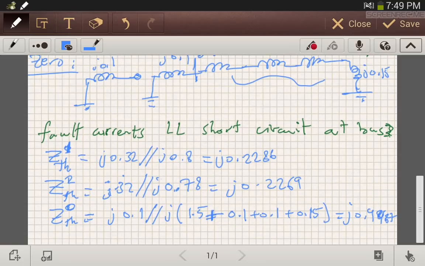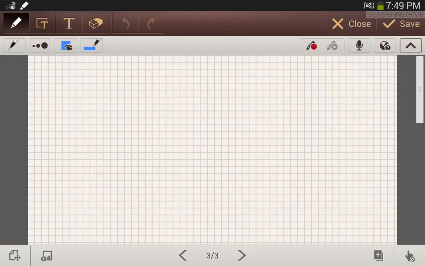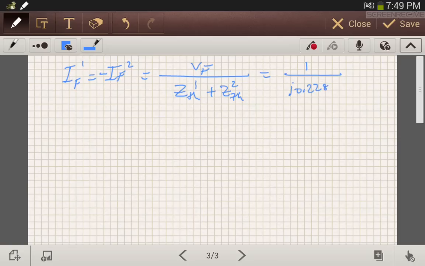So to find the fault current, I fault 1 is equal to negative I fault 2, which is equal to the pre-fault voltage divided by Z Thevenin 1 plus Z Thevenin 2, and this will equal the pre-fault voltage, which is 1, divided by J.2286 plus J.2269, and this will equal negative J2.1954 per unit.